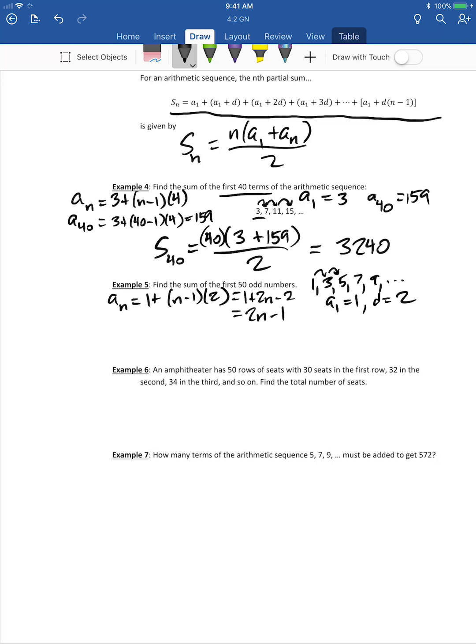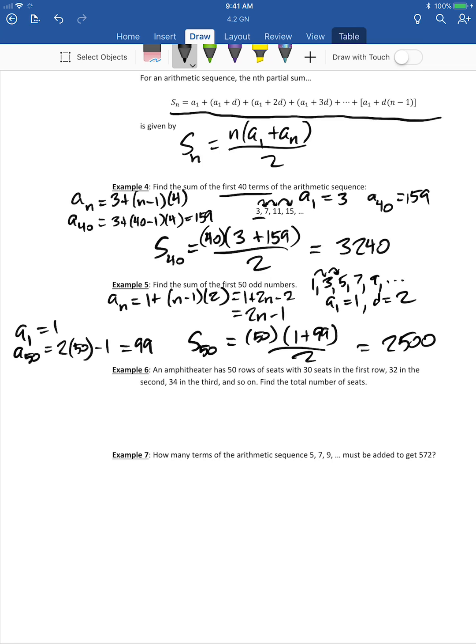So if we want the sum of the first 50 odd numbers, I need a1, which is 1, and I need a sub 50. A sub 50 is 2 times 50 minus 1, or 99. So now I can plug this into my formula. The 50th partial sum is 50 times 1 plus 99 all over 2. 50 times 100 divided by 2 is 2,500.